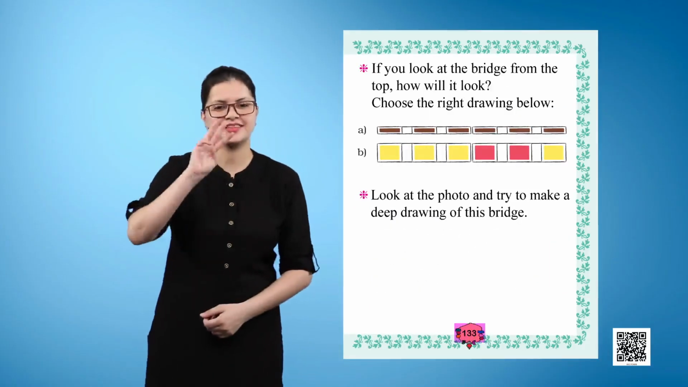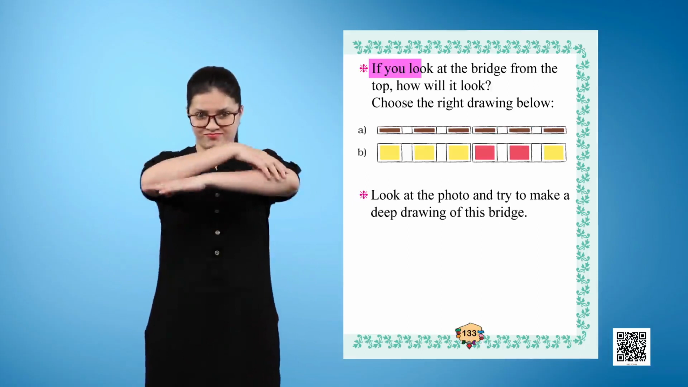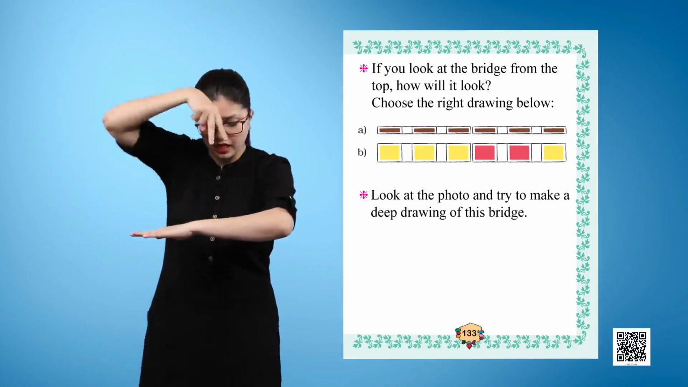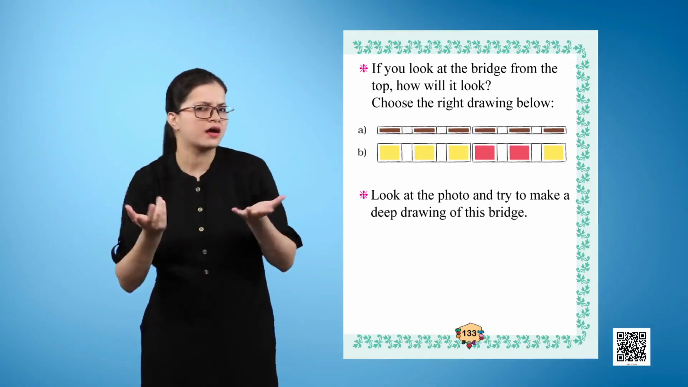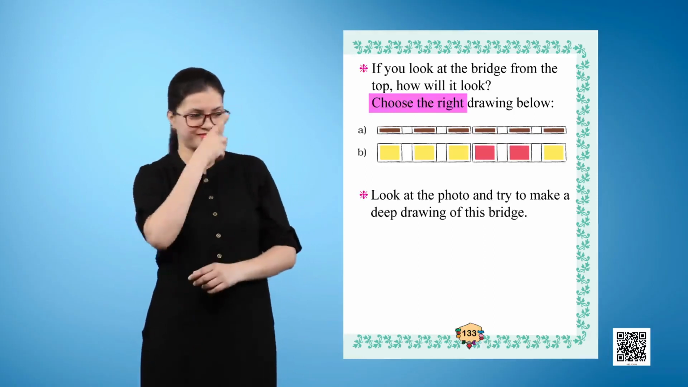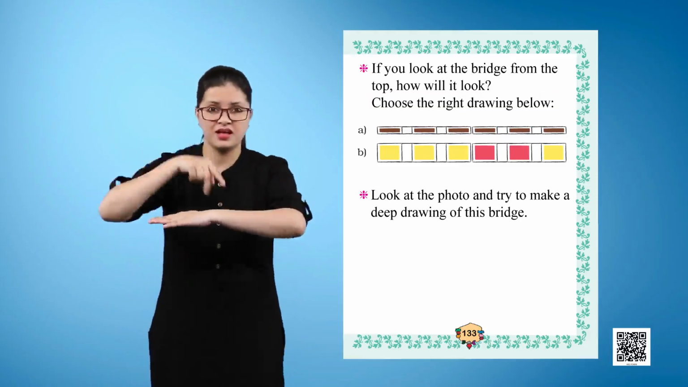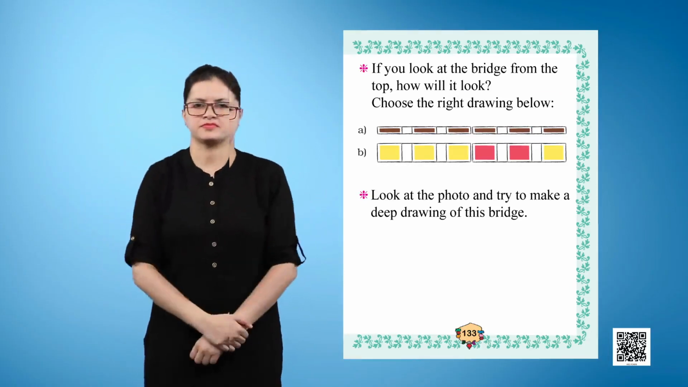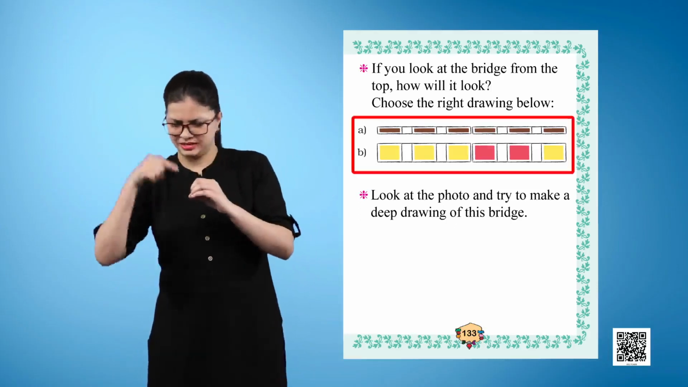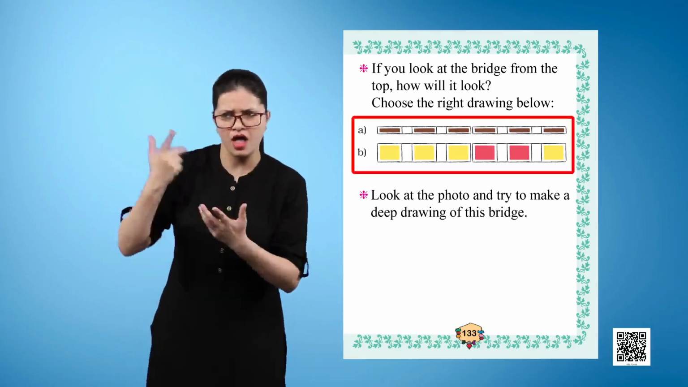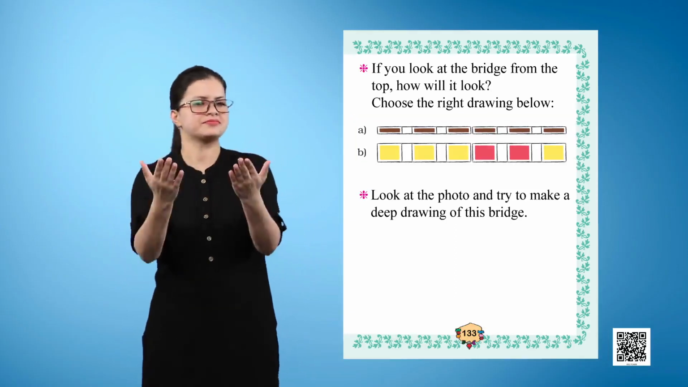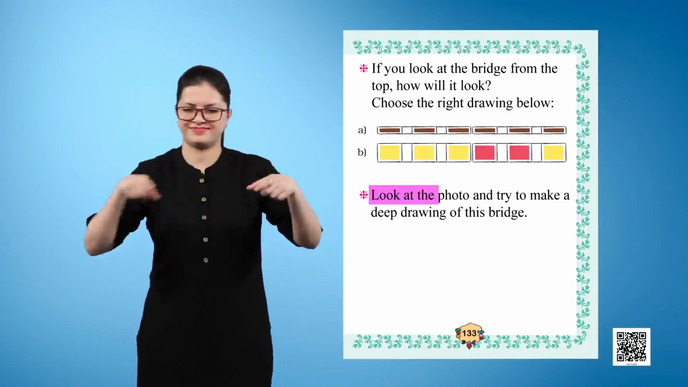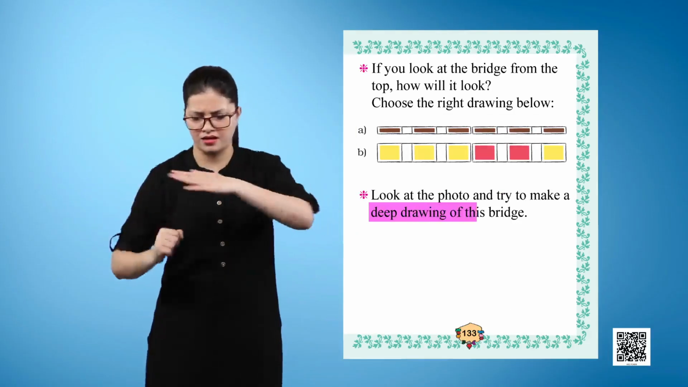Page 133. If you look at the bridge from the top, how will it look? Choose the right drawing below. We have two different options, A and B, to choose from. Think and then answer. Observe the photo and try to make a deep drawing of this bridge.